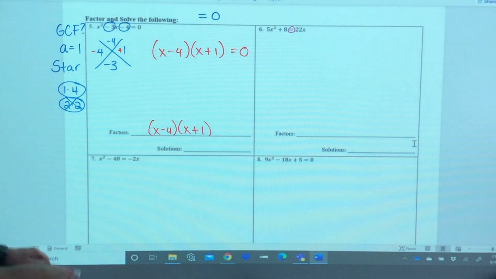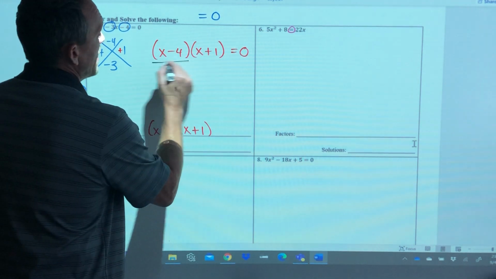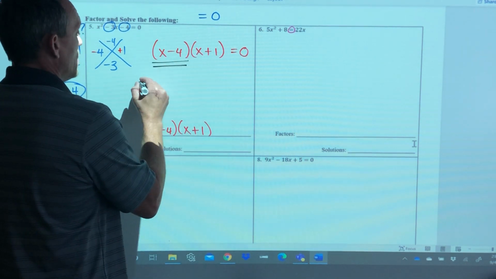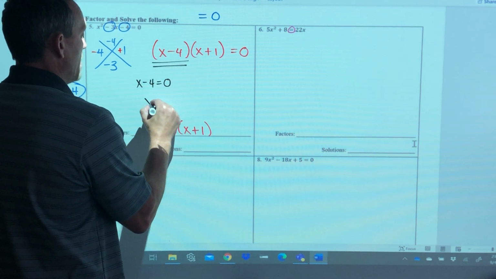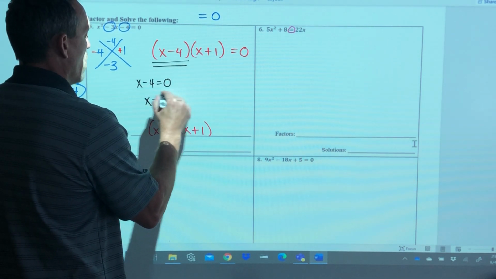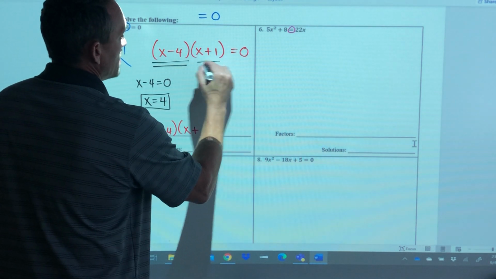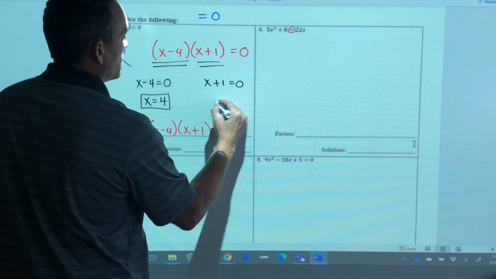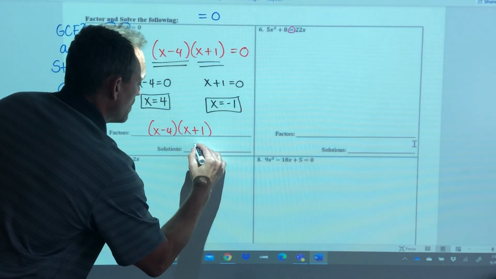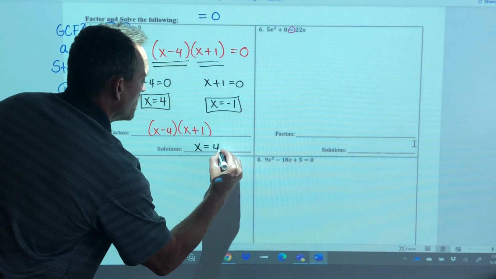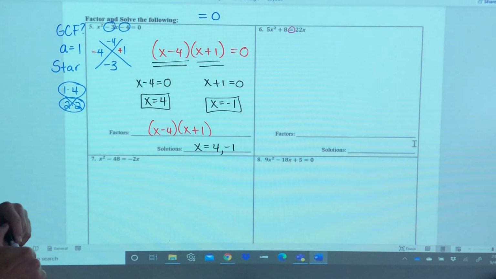When you factor things, the purpose of setting them equal to 0 is you set each one equal to 0. So I say x minus 4 equals 0. That means x equals 4. X plus 1 equals 0. That means x equals negative 1. So my solutions are 4, comma, negative 1. X equals 4, comma, negative 1.